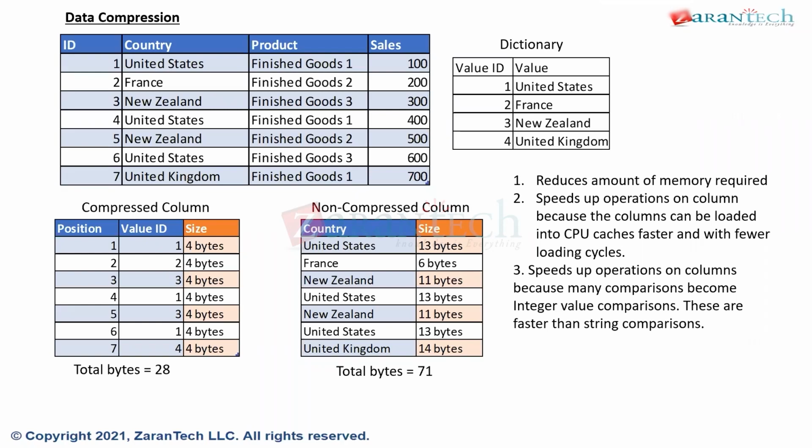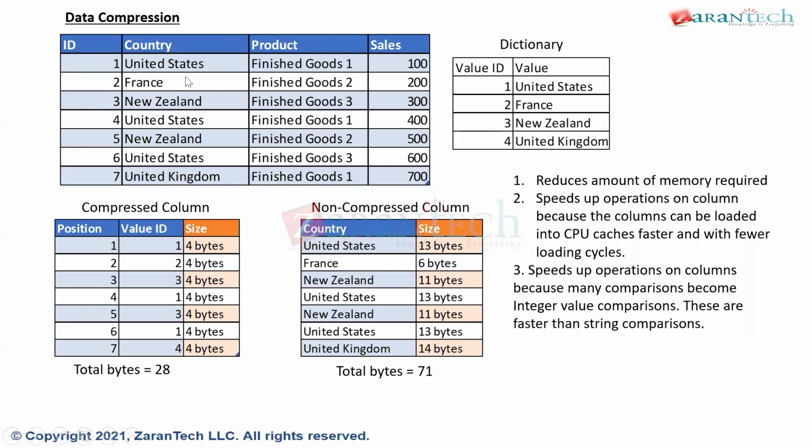So data compression is another advantage of S4 HANA. It reduces the data footprint drastically. With one simple example, here we have the country, product, and sales. Instead of storing the exact values in the database, it will convert the values into integers. It creates a dictionary table internally for the compression. So it assigns continuous values, like 1 for United States, 2 for France, 3 for New Zealand, 4 for United Kingdom. Like this, if a number of unique names are there, it will assign those continuous numbers to all those values.